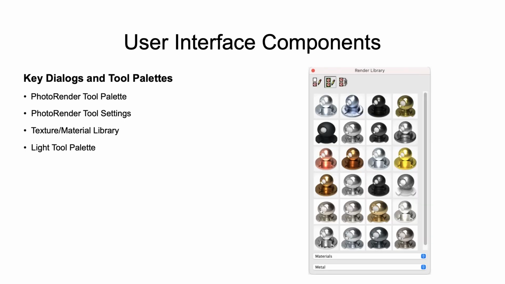The next important user interface item is the Render Library, accessed from the Tools, Rendering menu bar. This user interface provides access to textures and materials that can be dragged or dropped onto your models.